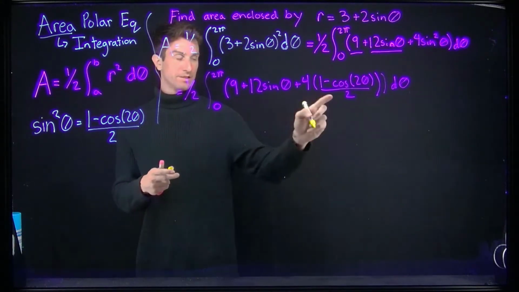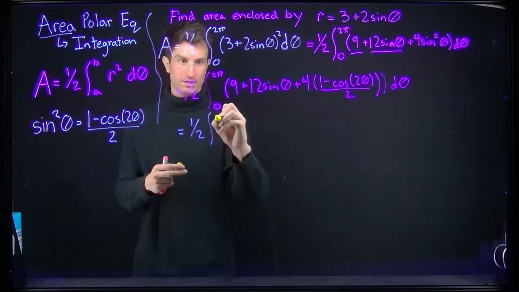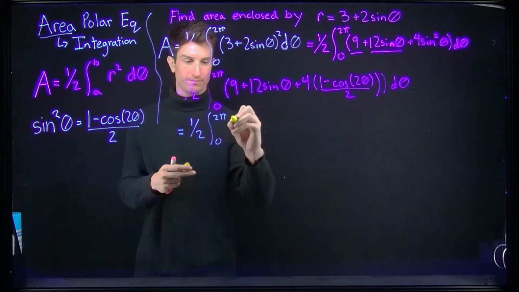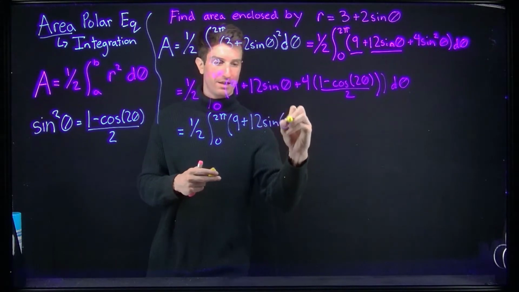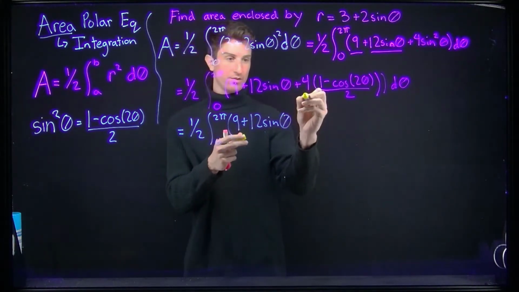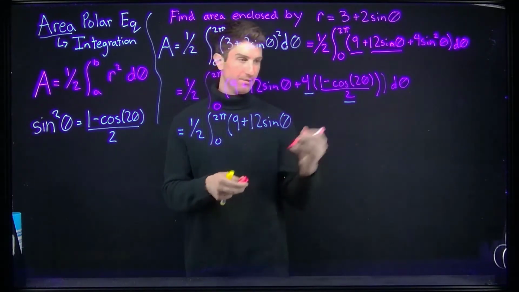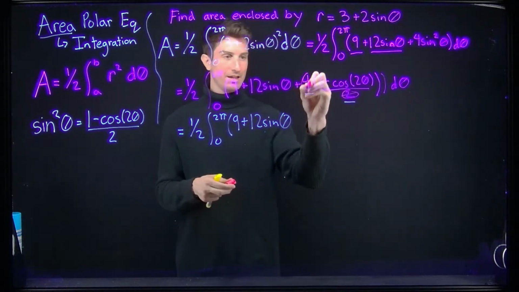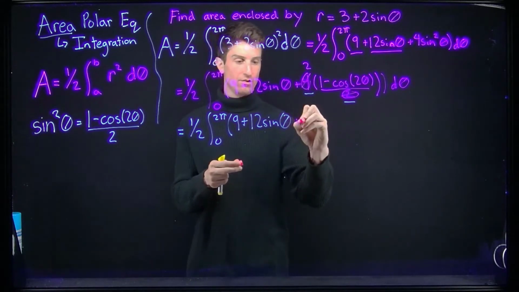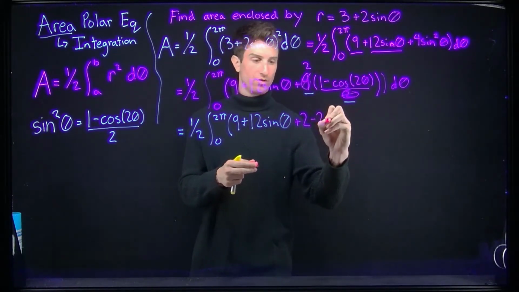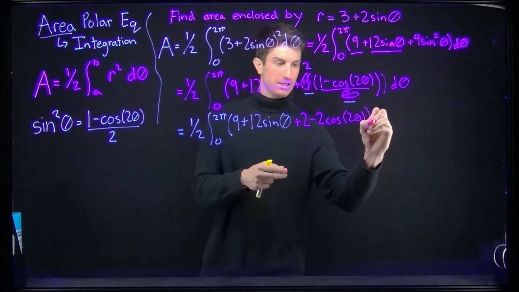Okay. Let's go ahead and we'll just do the algebra here before we go to the next step. 1/2, still 2 pi, 0, 9 plus 12 sine of theta. And what do we notice here with the 4 and the 2? Right, they will cancel out. I'll cancel them out in pink since I wrote them in pink. That's going to go away. This will go to a 2. So now I'll have plus 2 minus 2 cosine of 2 theta, d theta.